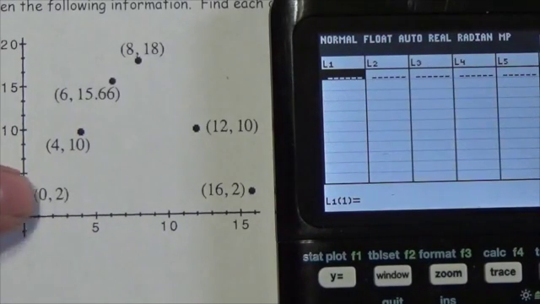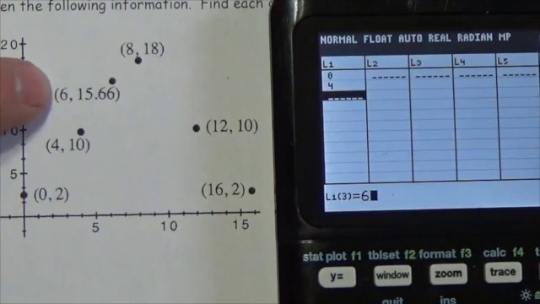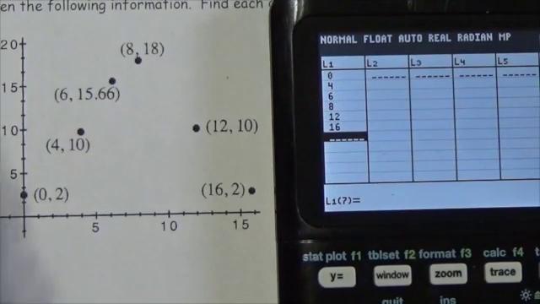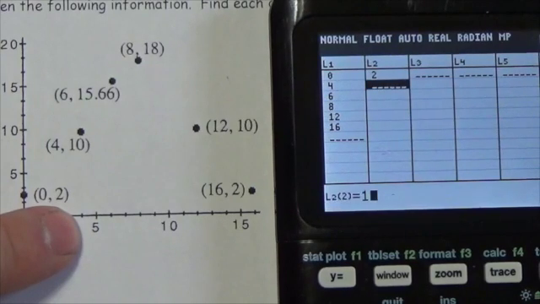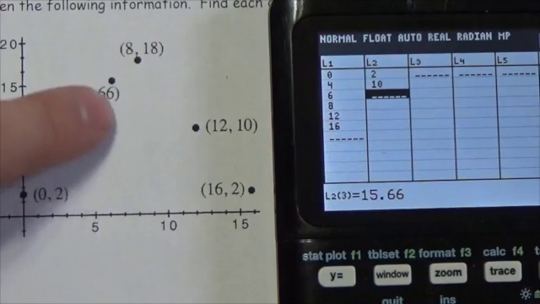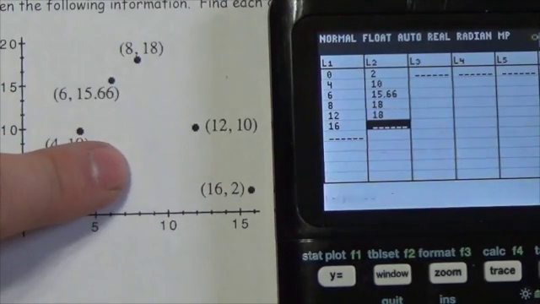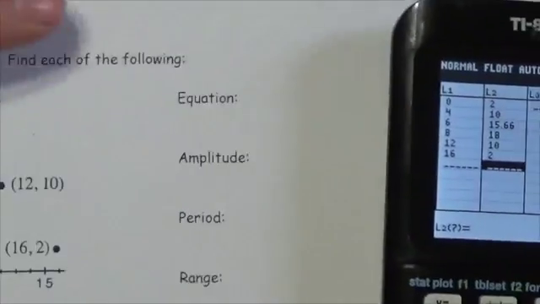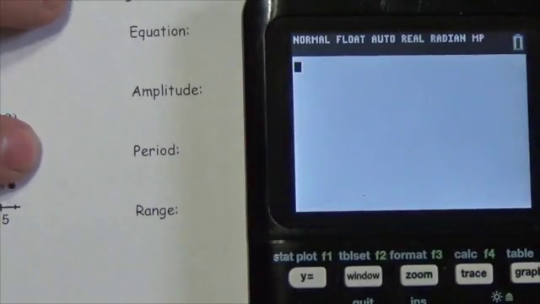We're going to enter in our x-coordinates, so 0, 4, 6, 8, 12, and 16. And now we'll fill in the corresponding y-coordinates, so 2, 10, 15.66, oops, did it again, 18, 10, and 2. So now the data is all in, and now we want to come up with answers to the following pieces here. So first thing we'll do is quit.